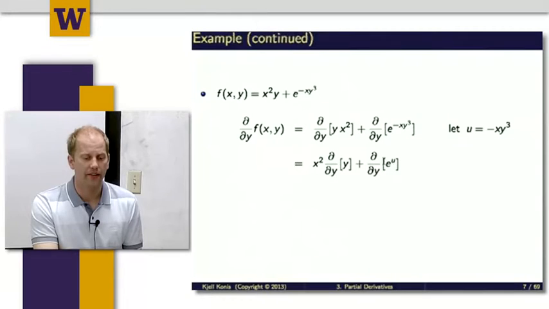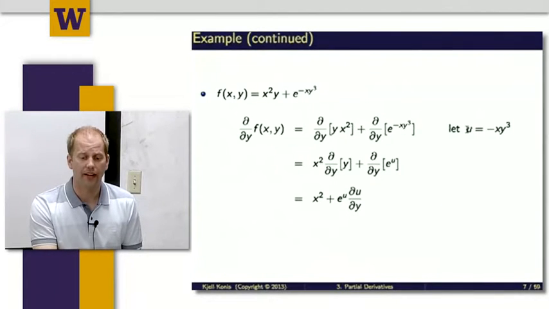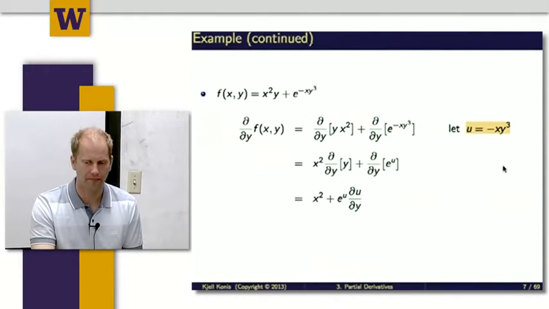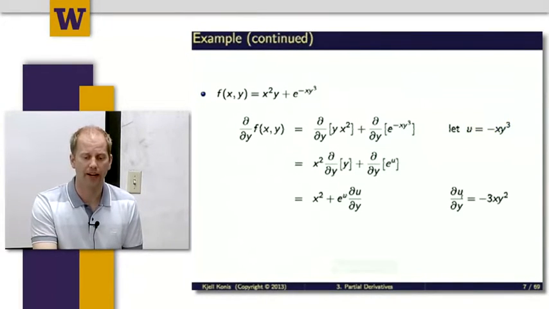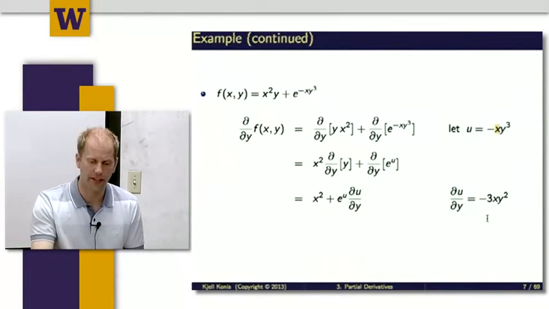And then on the right-hand term, I have partial with respect to y of e to the u. So by the chain rule, I'm going to have to multiply the derivative of e to the u times partial u partial y. And again, I'm just going to take the derivative, but this time with respect to y of my substitution. So that gives me my chain rule derivative. So I have du dy equals minus 3xy squared. So that's here just treating x as a constant and taking the derivative of minus y cubed using the power rule.